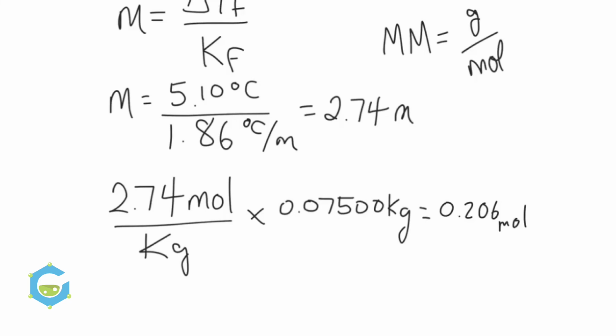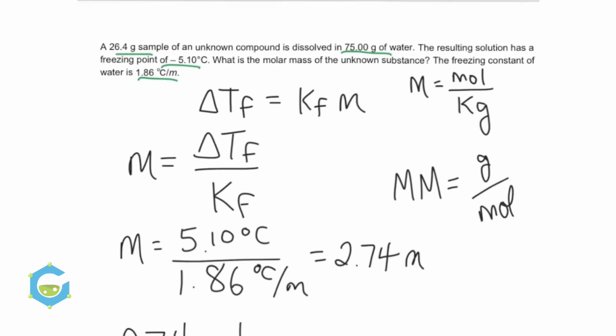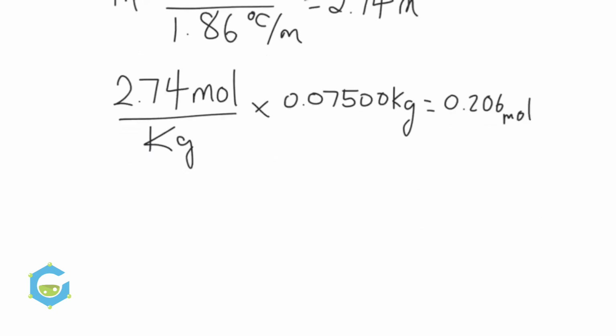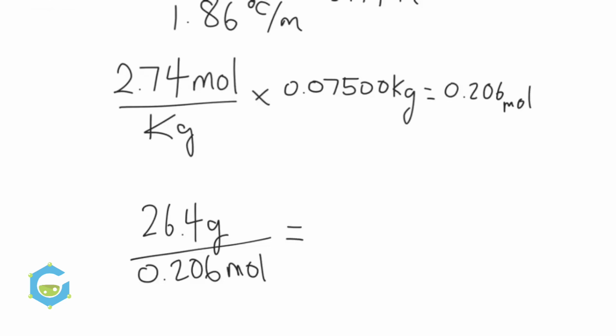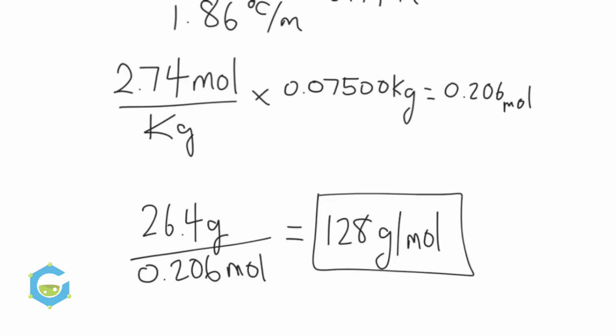moles of solute. Now I can solve for the molar mass using this equation right here. Remember, molar mass means grams per mole. Now I have the moles, and I know how many grams of that substance I started with, 26.4 grams. We'll divide that by the moles, 0.206 moles. We'll plug that into our calculator, and we end up with 128 grams per mole for the molar mass of the substance.